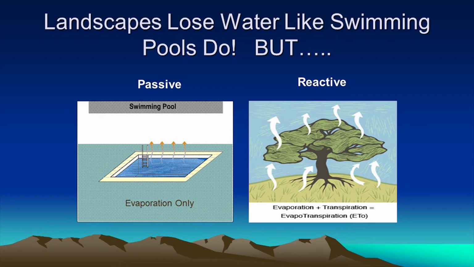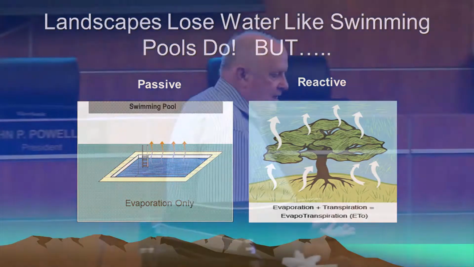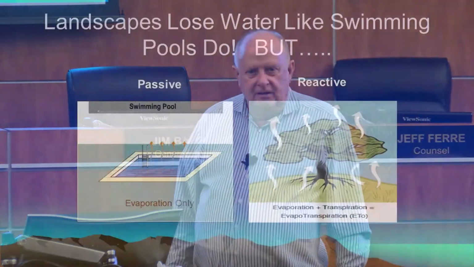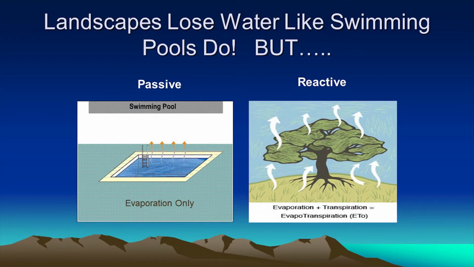Landscapes lose water like a swimming pool does. It's easier to see water loss on a swimming pool because the level goes down. I have a swimming pool in my backyard, and I take a look at it, and I see it going down to a certain place on the tile, and I go in and refill it back up to the normal level. Landscapes are basically the same thing. They lose water. However, we can't see it like we can on the swimming pool. We can only infer that this is happening.